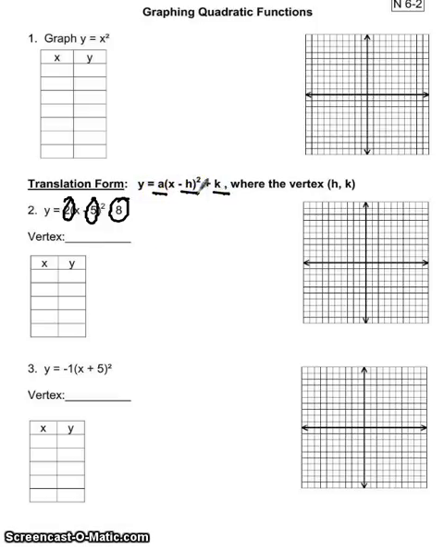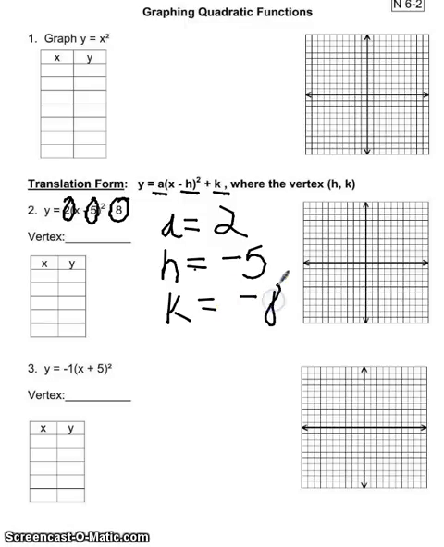So let's label it. For my a, what number do I have? 2 is correct. For my h, what number do I have? -5. And for my k, what number do I have? A -8. Now make sure if there's a negative sign in my equation, I use the negative symbol.